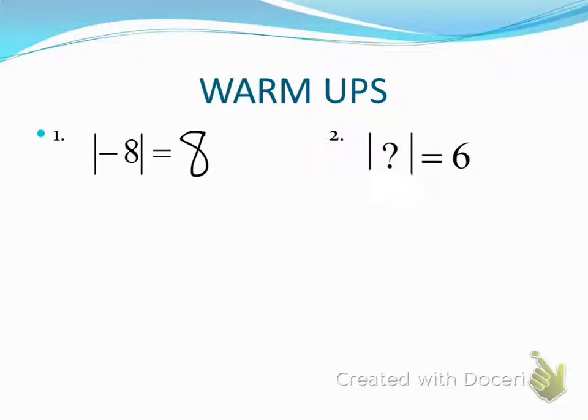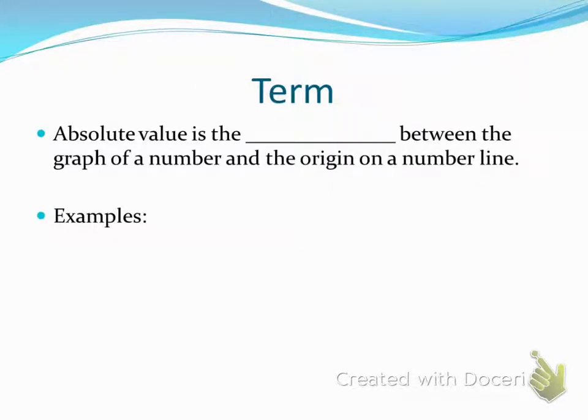So the absolute value of what number is equal to 6? Jamal? Negative 6. Are there any other options? 6. So negative 6 or 6 would have an absolute value of 6. Absolute value is the distance between the graph of a number and the origin on a number line.